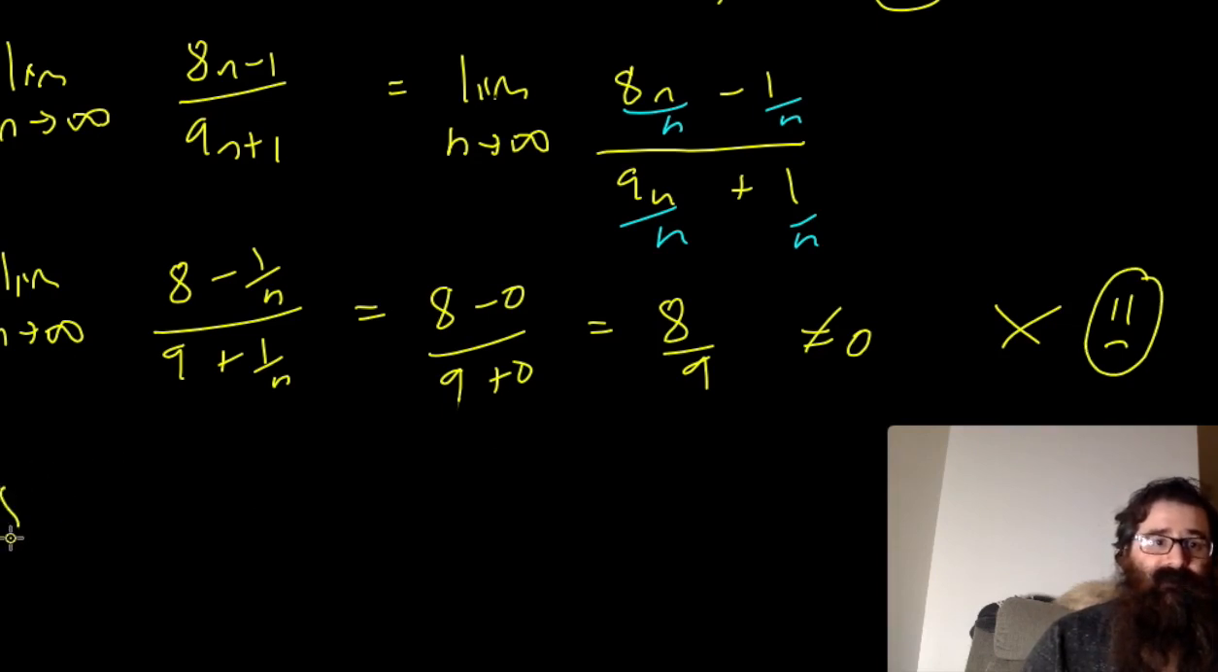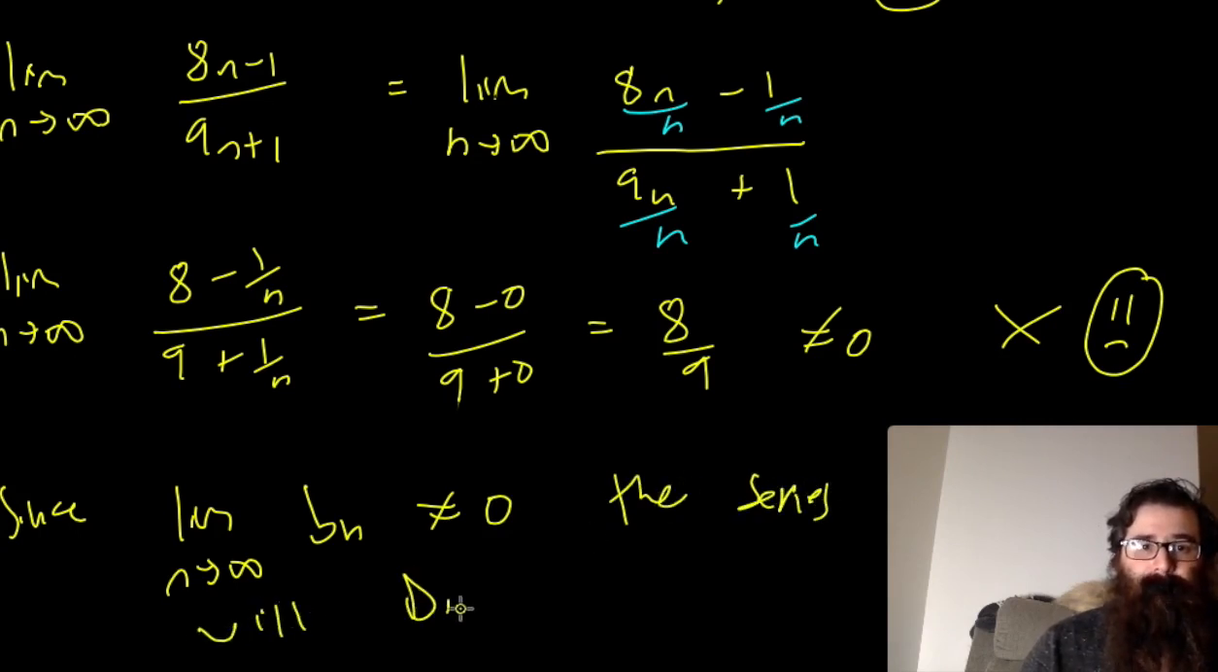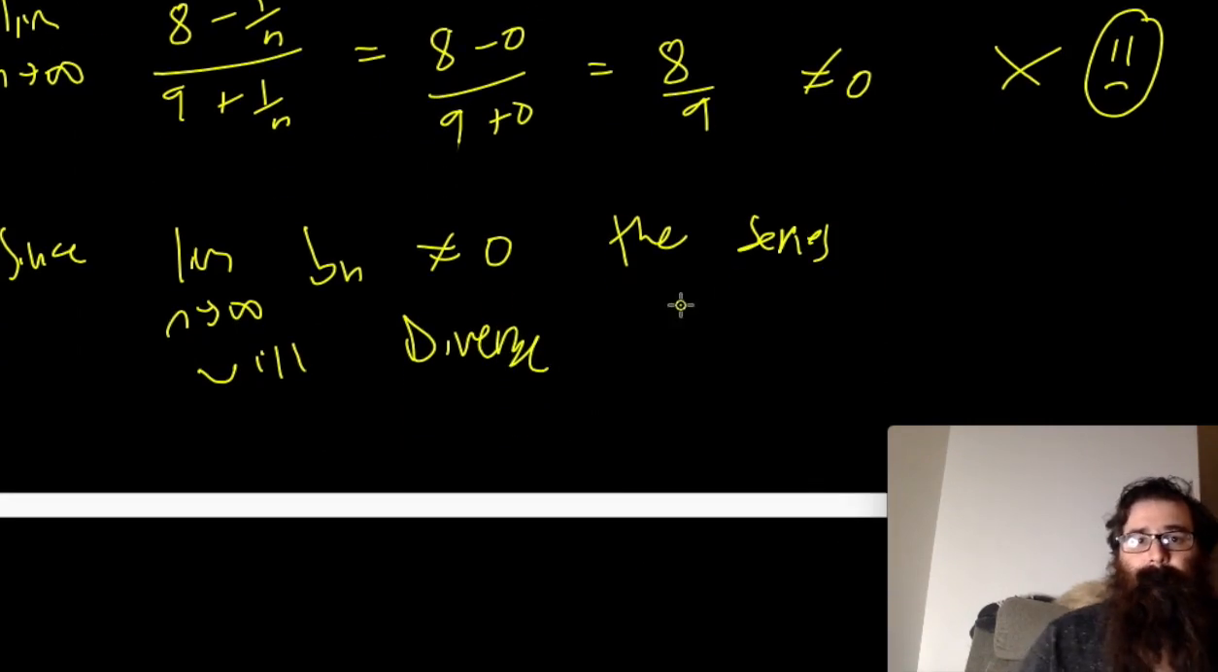So here we can say, since the limit as n goes to infinity of b sub n does not equal 0, the series will diverge. Now let's say by test for divergence.